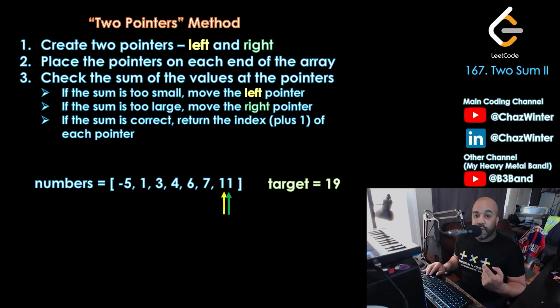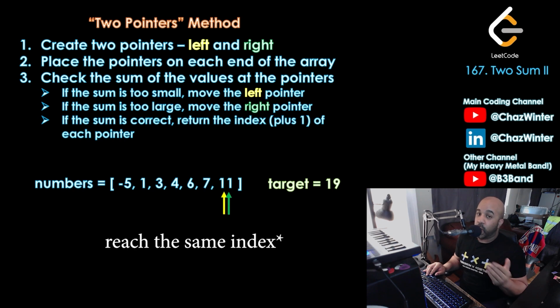Our job is to find two values that add up to the target. So if the left and right pointers reach the same value, then we know that there is no solution. So we're going to use that as our condition to stop our loop.